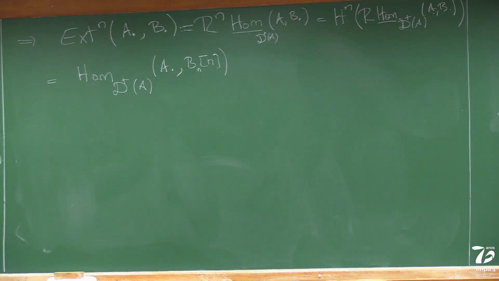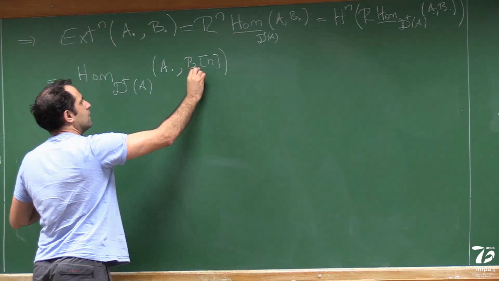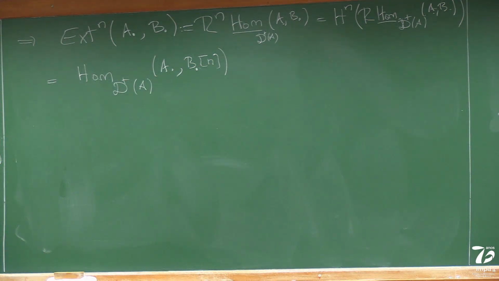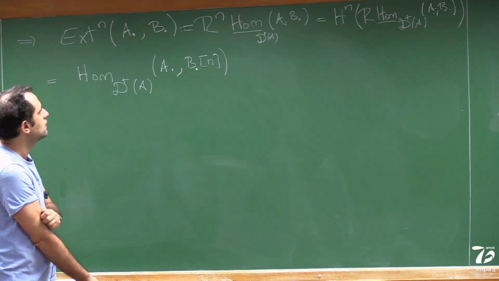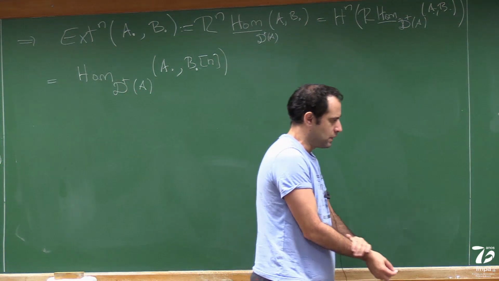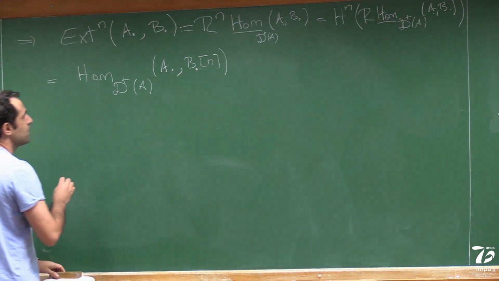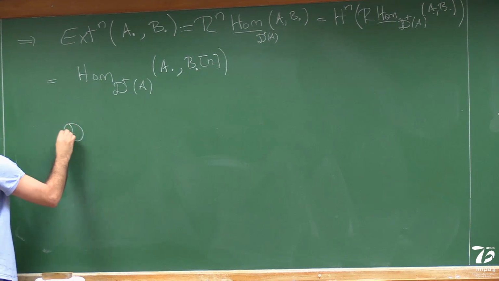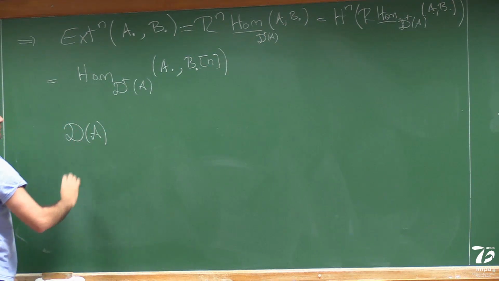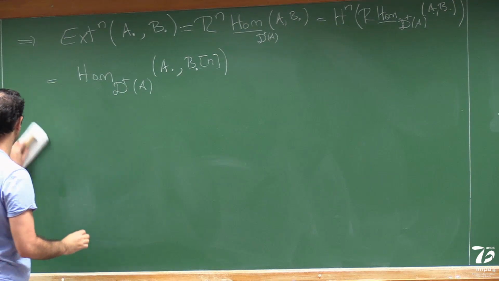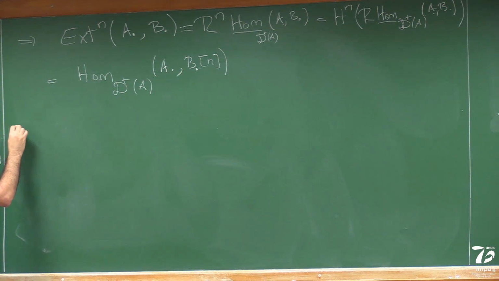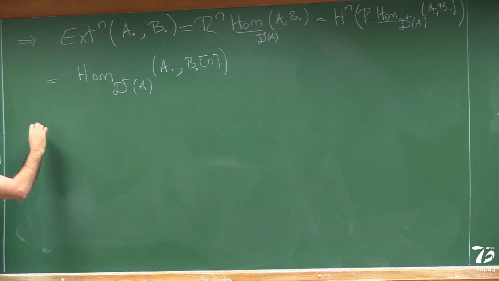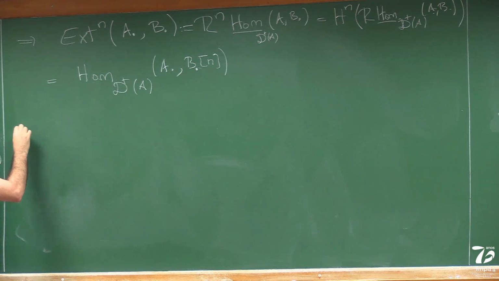So I can compute n group. Oops, here is B, shifted by n. I can compute Ext groups by just Homs in the derived category. And that's a general statement. Well, let me just write this in a different way. So what we are finding is that we have this functor from... observation.